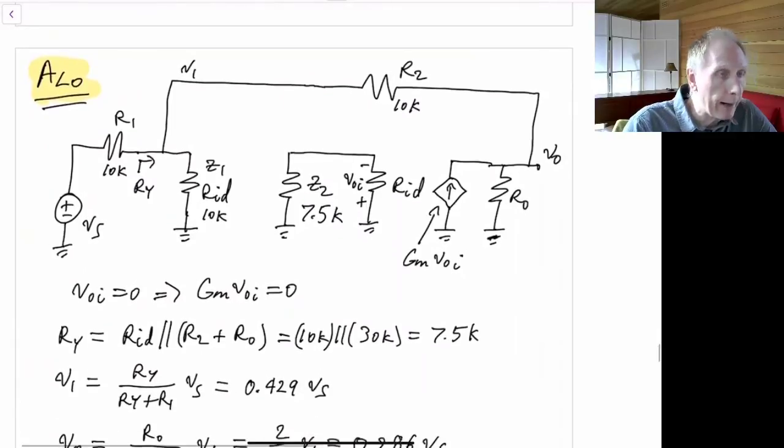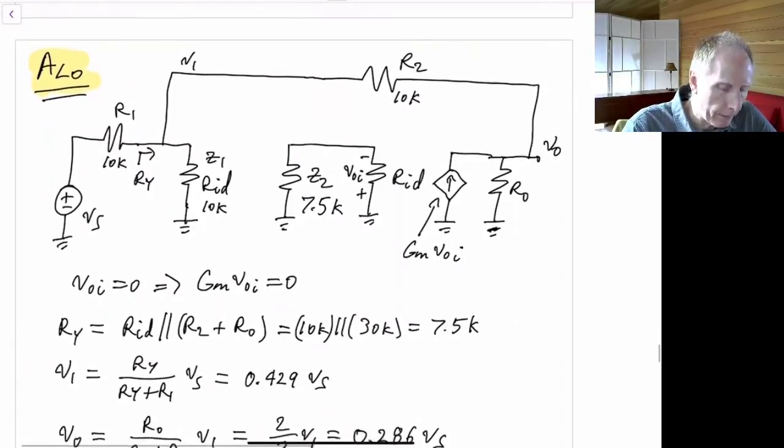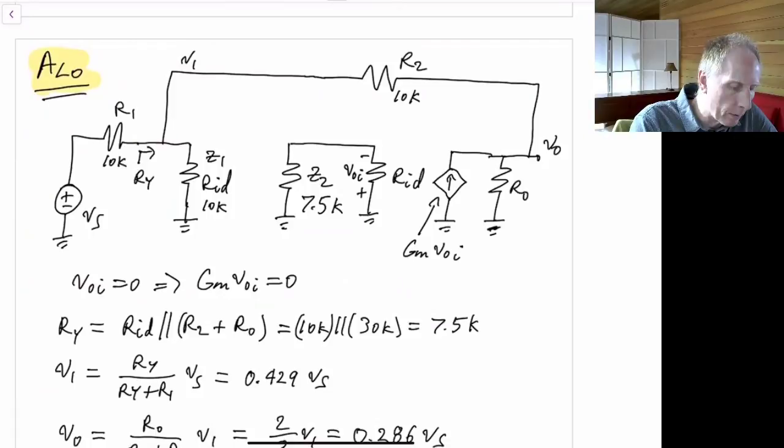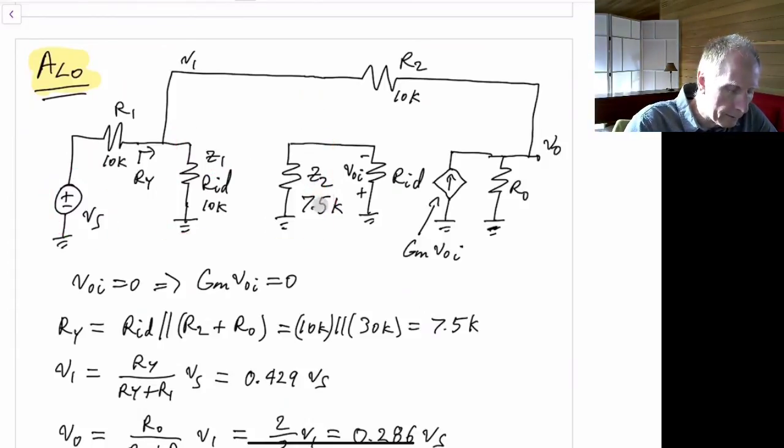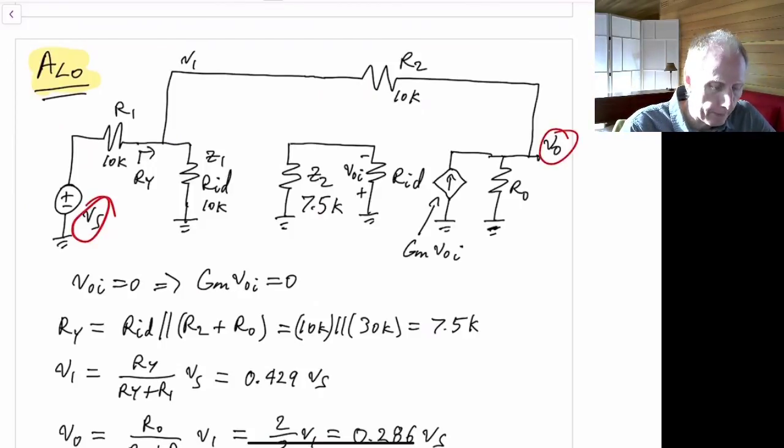For the last one, we need A sub L 0, and this now is no longer going to be 0. So we have our voltage source at our input. We've broken the loop right here. So that's now our break, where we have Z2 and Z1. And now we just find the gain from VS to Vout in this circuit.